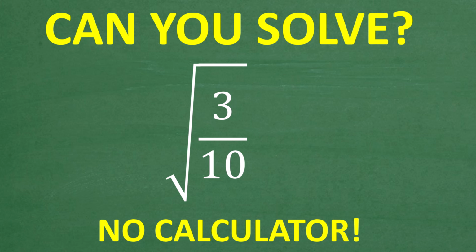If you left this number, the square root of 3 over 10, like this on a math test, well, your teacher would definitely mark it wrong. Now, if you know why that is, go ahead and tell me in the comment section, and better yet, tell me how to fix this so it is correct mathematically.